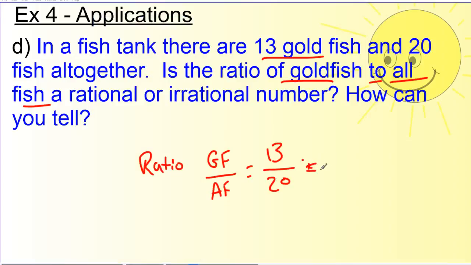It is rational. Now, I'm not going to write on here my explanation, but it does say, how can you tell? Explain that. Explain that it starts as a fraction, or the ratio is a fraction. Explain that if you change the ratio into a decimal, it is a terminating decimal. Those are all reasons why it's a rational number.